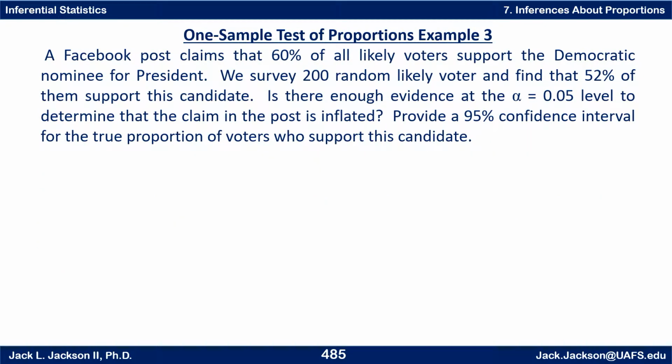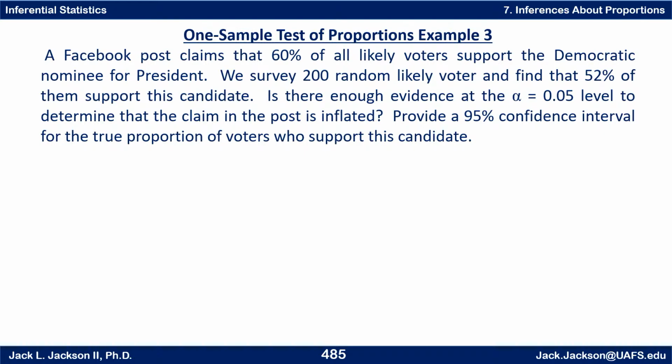Let's do another example. A Facebook post claims that 60% of all likely voters support the Democratic nominee for president. We surveyed 200 random likely voters and find that 52% of them support this candidate. Is there enough evidence at the alpha equals 0.05 level to determine that the claim in the post is inflated? Provide a 95% confidence interval for the true proportion of voters who support the candidate.